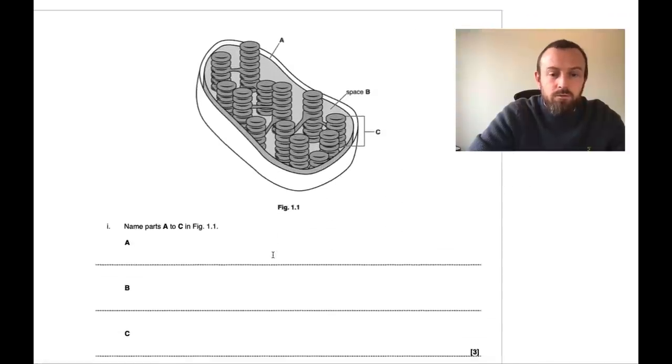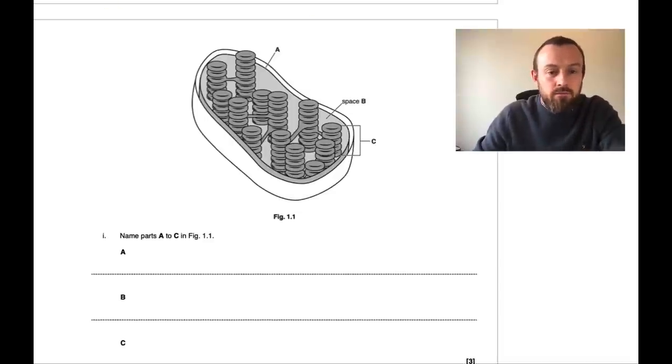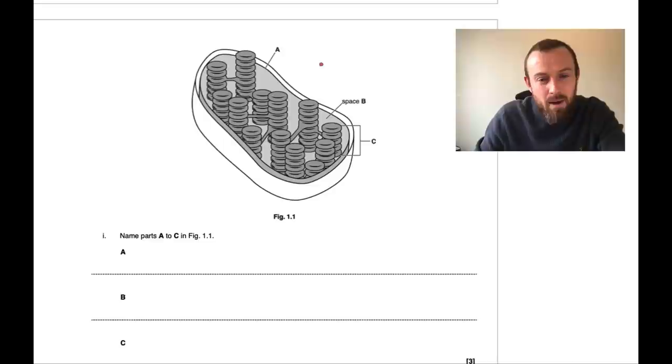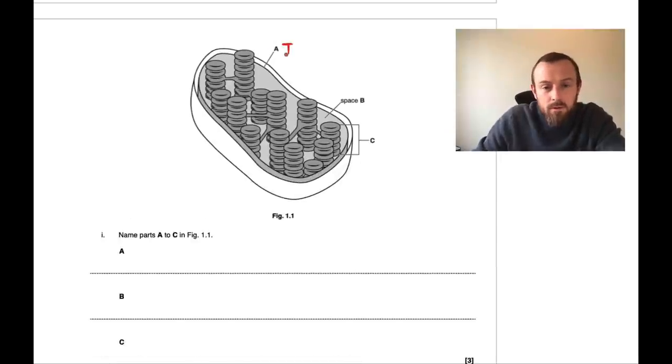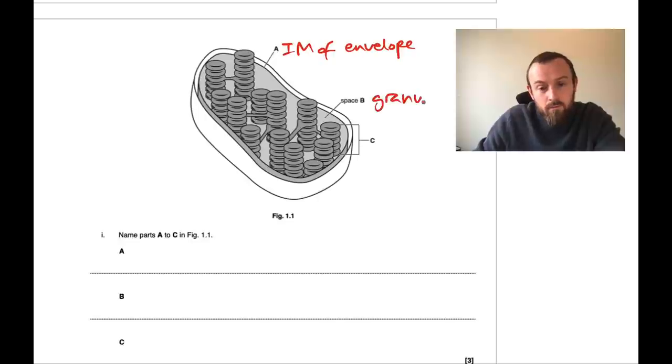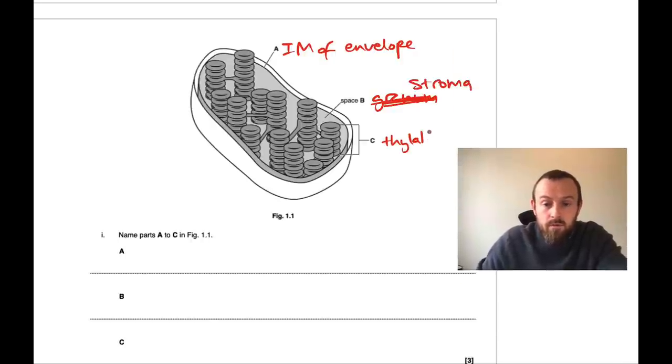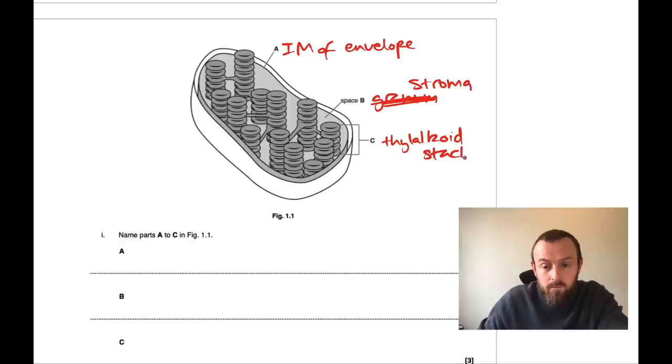Here is a chloroplast. What's what? So A is the inner membrane of the chloroplast envelope. If you really want to get technical, it's the inner membrane of the chloroplast envelope. But chloroplast envelope probably would have been accepted. B is the stroma. And C is a stack of thylakoids, or you could call it a grana or granum. Let's label. IM of envelope. B is the granum or grana, and C is the thylakoid stack. What have I done? Sorry, that's wrong. B is stroma. C is thylakoid stack / granum.